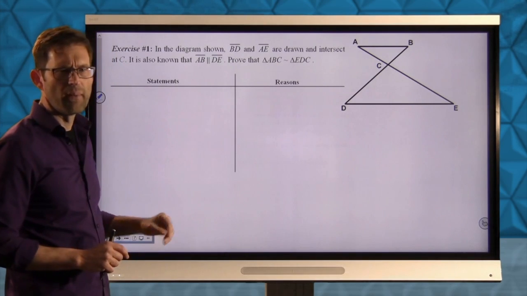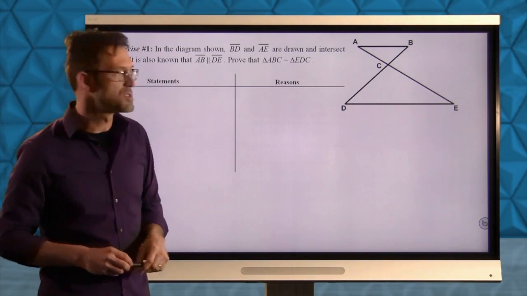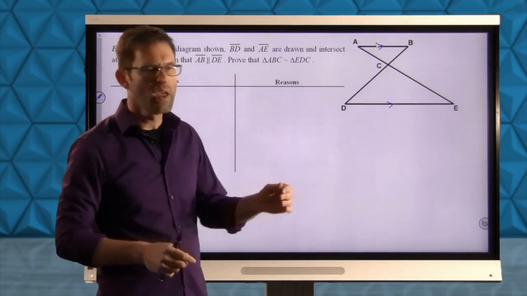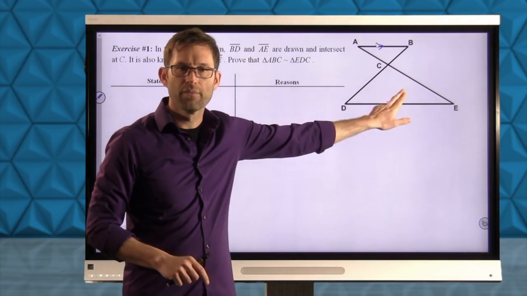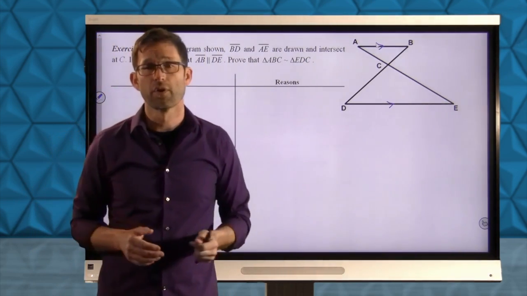All right, oh my goodness, we haven't seen a T-table proof for a little bit, so let's take a look at this problem. Exercise number 1. In the diagram shown, BD and AE are drawn and intersect at C. It's also known that AB is parallel to DE. Prove that triangle ABC is similar to triangle EDC. All right, so I want to prove that the triangle up here is similar to the triangle down there. And I want to use one of those three theorems to do it.